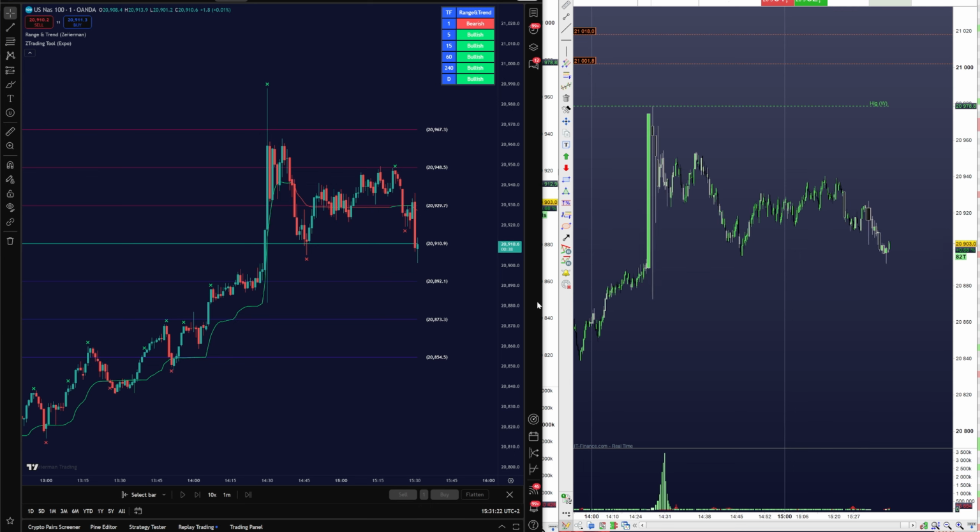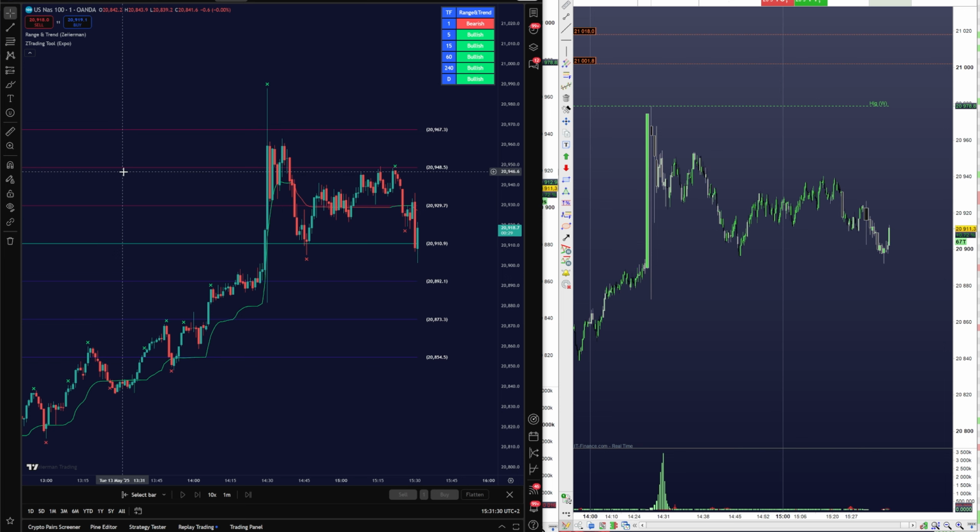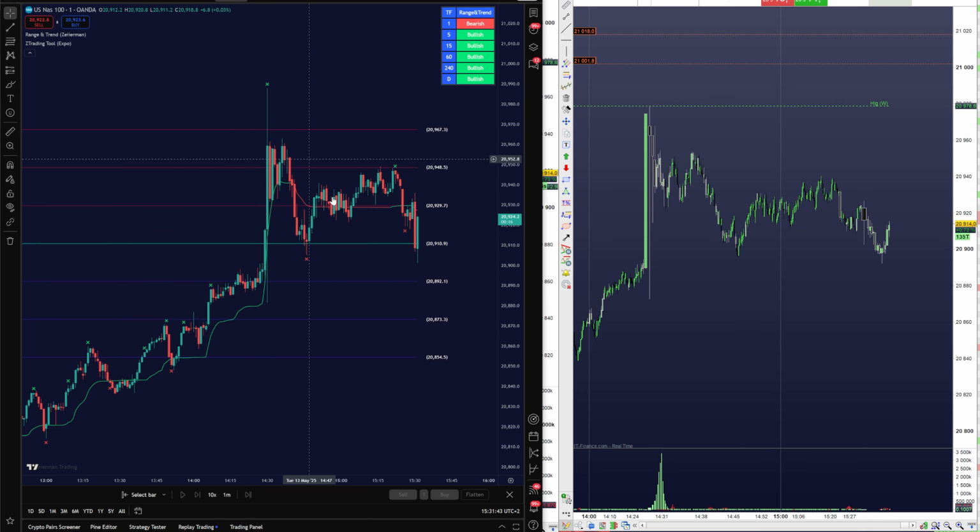Today we are trading Nasdaq. We are on the 1 minute chart. We have loaded range and trend and the C trading tool. And I'm gonna show you a particular strategy we have in our VIP group, and it consists of the range and trend in combination with these exit points.